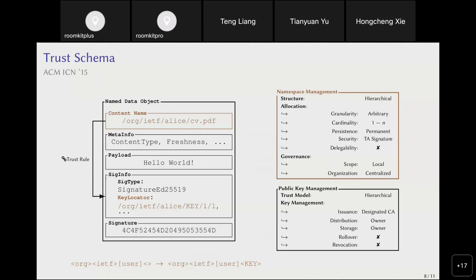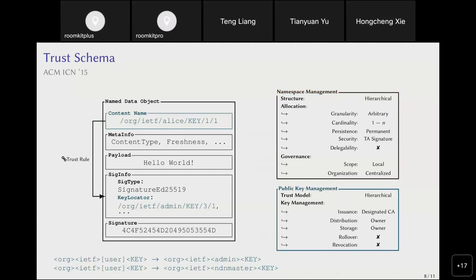Such rules that associate non-certificates with certificate names can be used to define namespace management, and rules that associate two certificate names, and as such can be used to define the authentication path up to a trust anchor, are used to define public key management. In this example, we can see that the certificate of users should be signed by either admins or the NDN master. Having multiple rules matching the same name also allows for multi-path authentication and enables a very flexible and finely granular control of namespace and public key management.